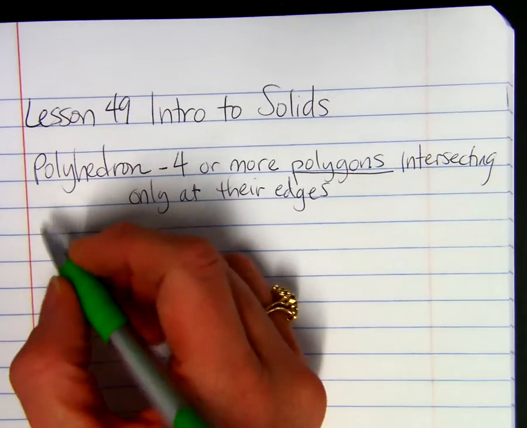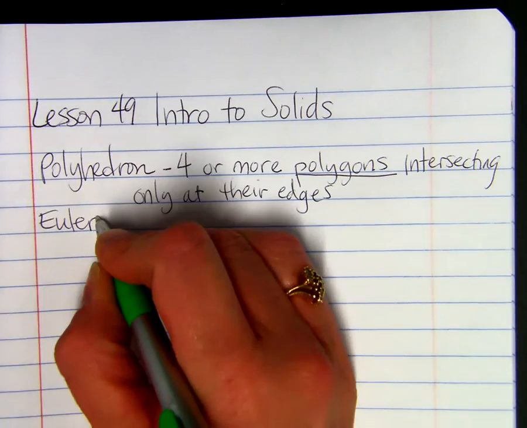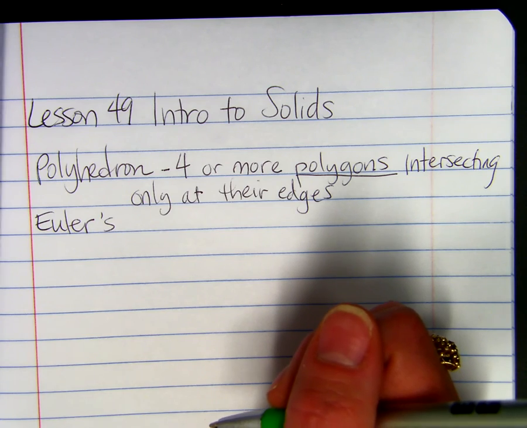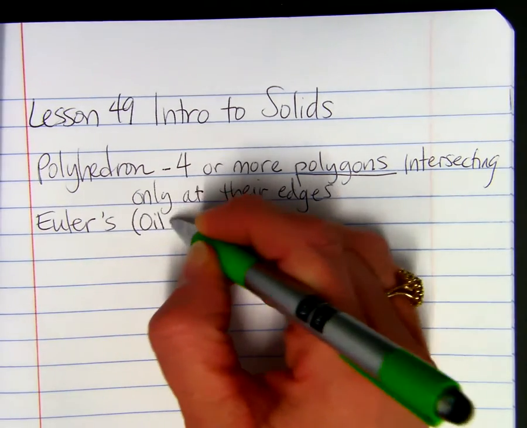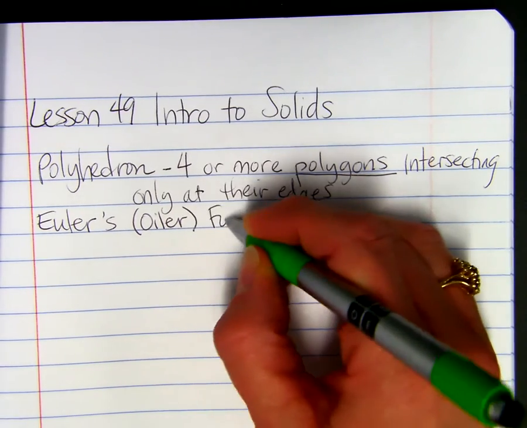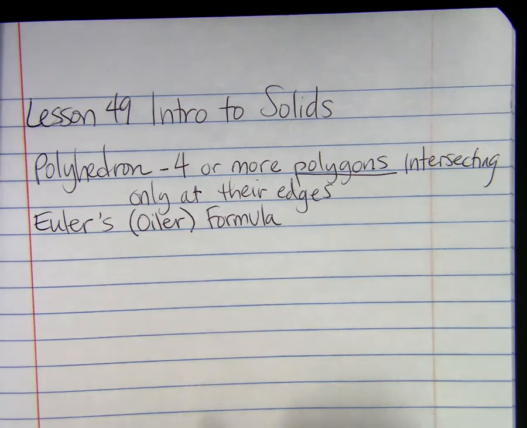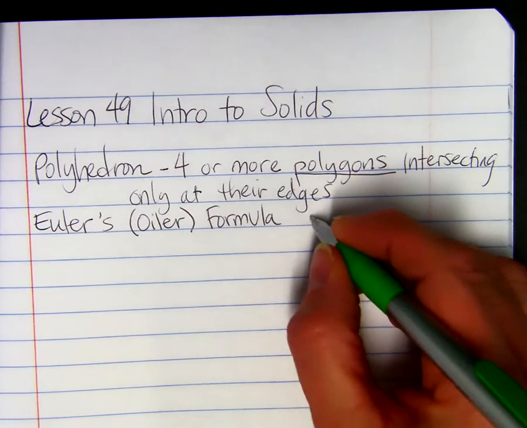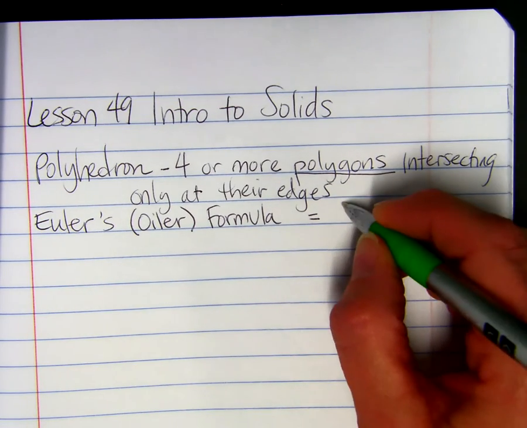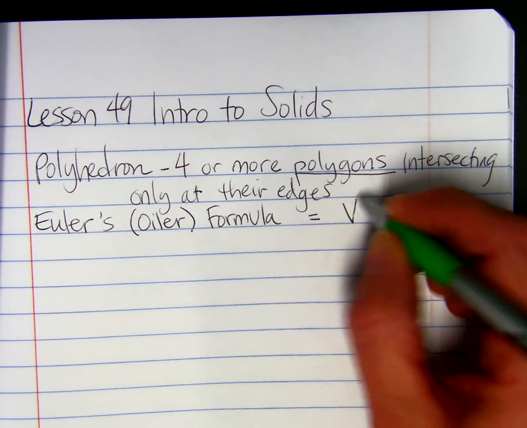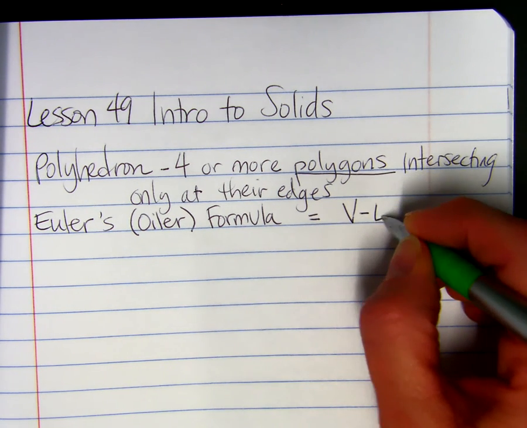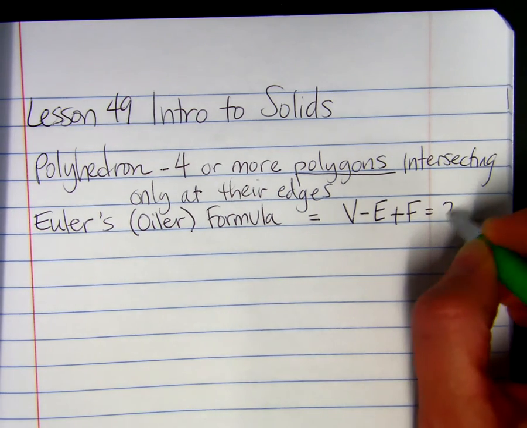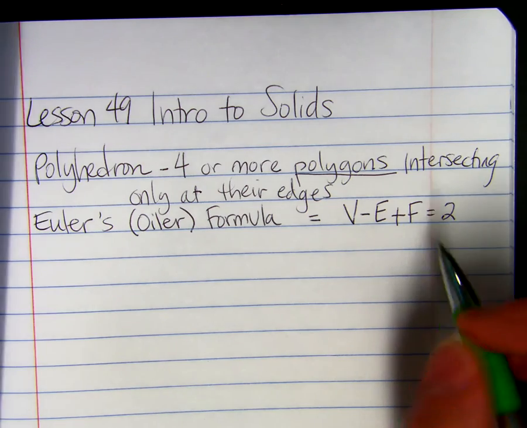Okay, there's a formula. This guy is a Swiss mathematician, and you say his name, Euler. So if you want to put that in parentheses, then that might help you remember when you look at it to say Euler. His formula says if you take the number of vertices minus the number of edges and then add the number of faces, you'll always get 2. And that's for any polyhedron.